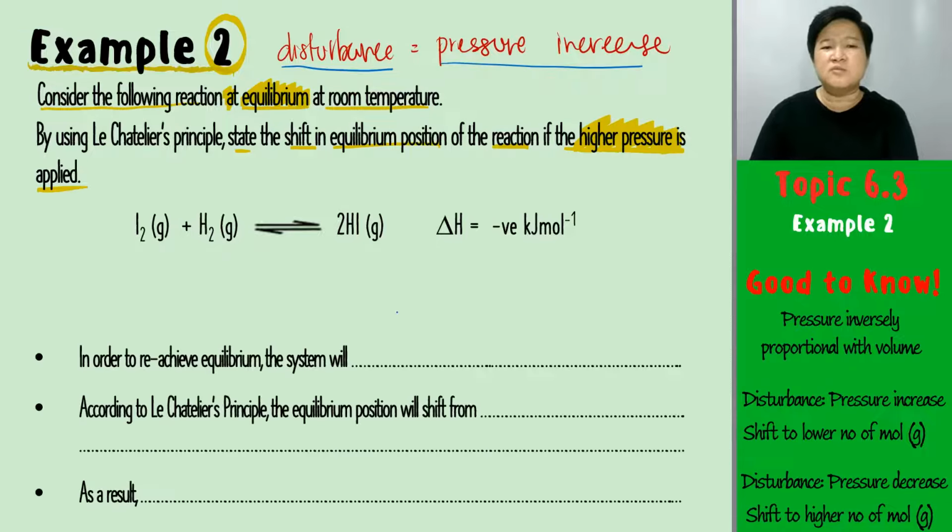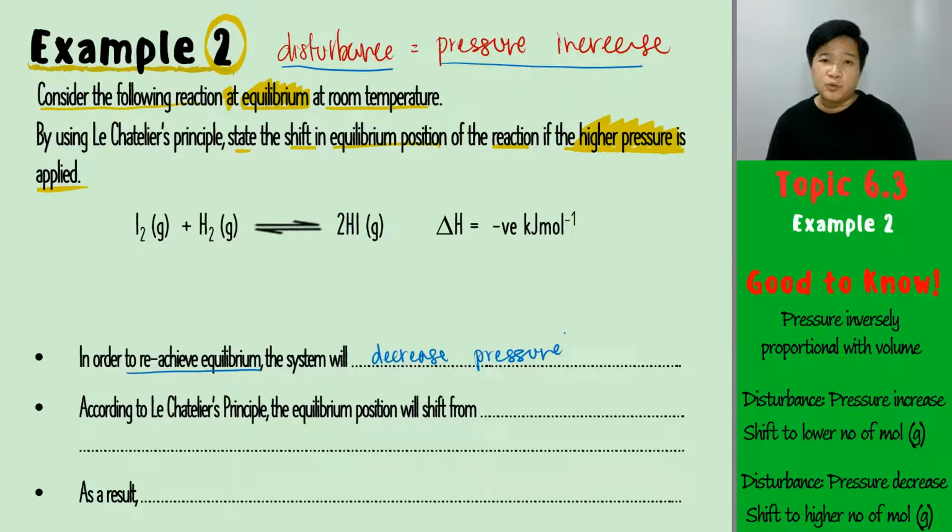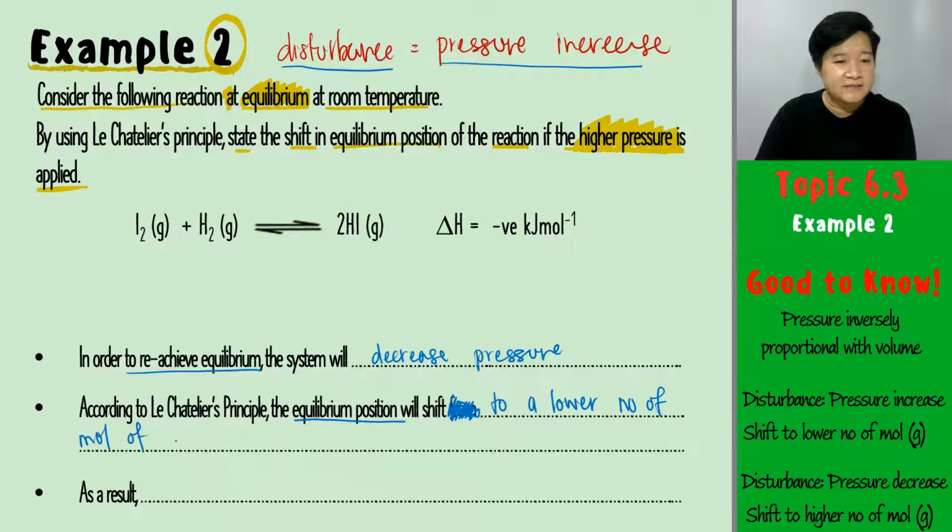And what do you think the system will do? Obviously going against the disturbance. So in order to re-achieve equilibrium, the system will definitely decrease the pressure. I need to decrease the pressure of my system because the pressure is too high right now. That is what Le Chatelier said. You need to maintain the equilibrium of the system. So when the pressure is high, we will decrease the pressure. And to decrease the pressure, your equilibrium position shall shift to a lower number of moles of gases.